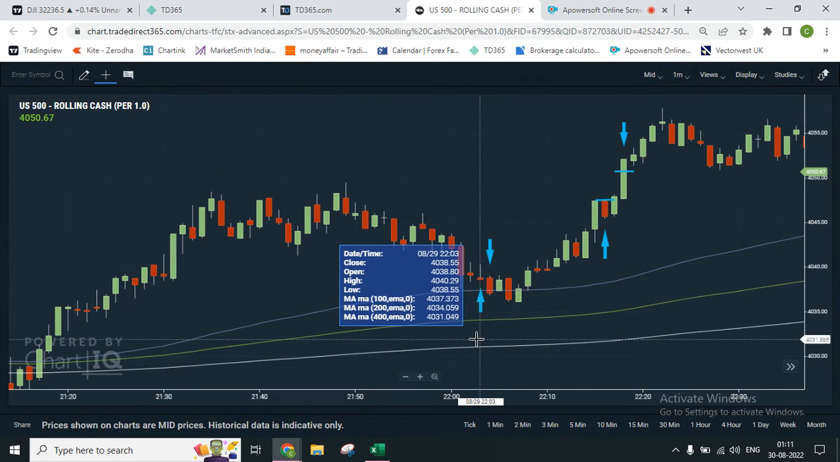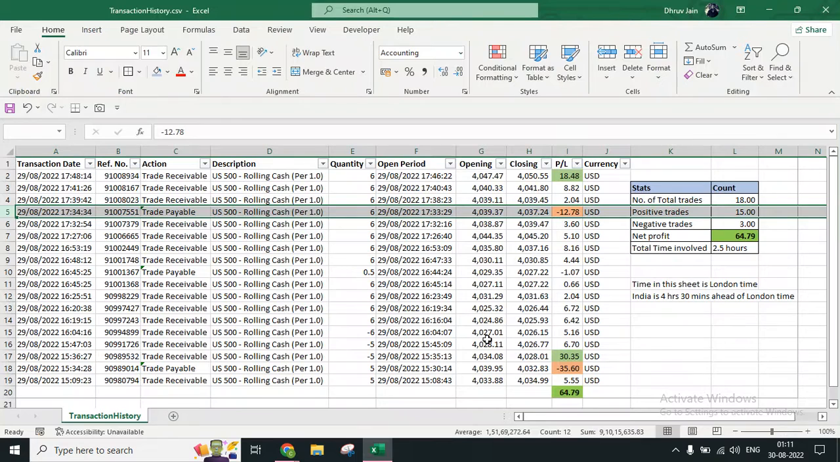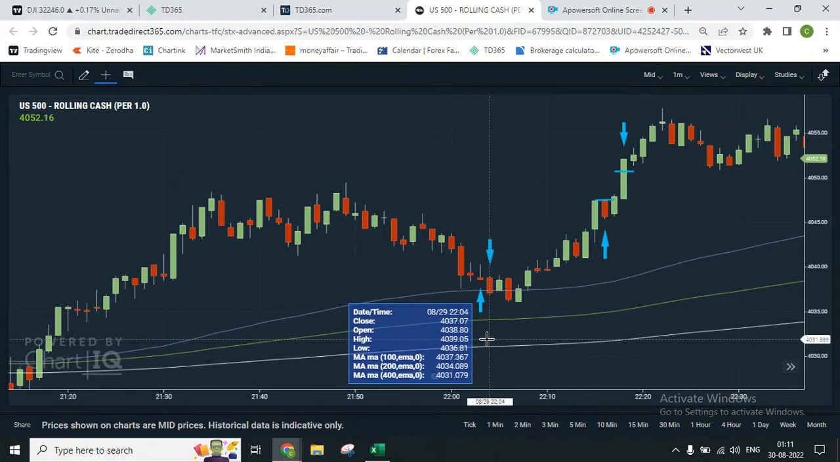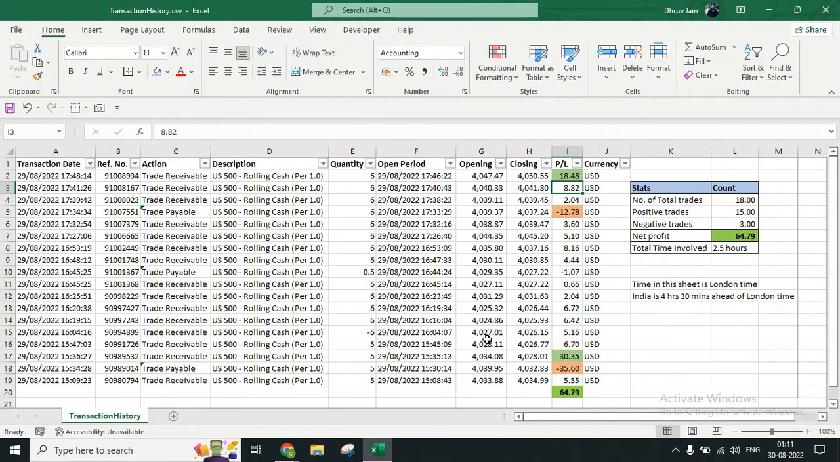Though it went a lot up, it gave a small shakeout, and I wasn't prepared for that. So I just bought it at 10 hours 3 minutes and sold it in the very next minute, that is 10 hours 4, at a loss of $12.78. Then again I tried buying. These were small attempts for buying.